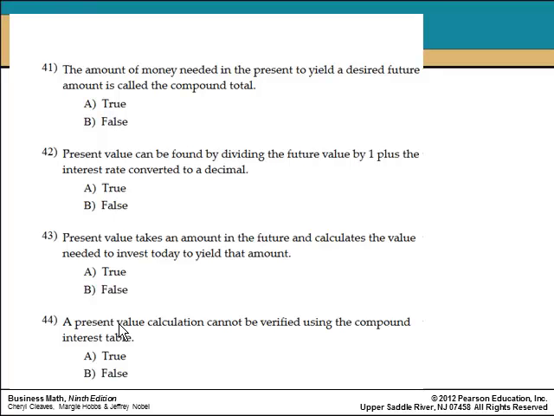The amount of money needed in the present to yield a desired future amount is called the compound total. Nope, it's called the present value. Present value can be found by dividing the future value by 1 plus the interest rate converted to a decimal, and then to that certain power. So I'm going to say false on that. Present value takes an amount in the future and calculates the value needed to invest today to yield that amount. A present value calculation cannot be verified using compound interest table. I have no idea because we don't use the compound interest table.